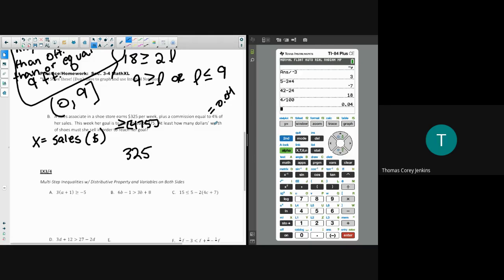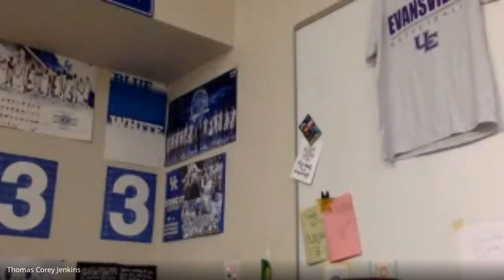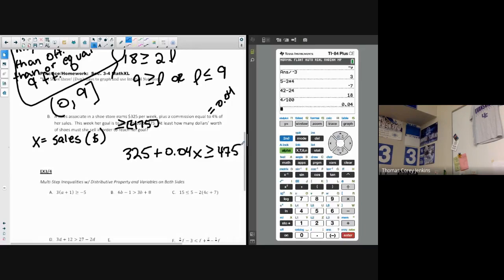So anyways, 325 plus 4% of my sales, which we said is X in the context of this problem, represents the money I make for however much I sell. And we need that to be at least 475, so greater than or equal to 475. All right, I will let you try to solve from there. That'd be good practice for you. See if your answer makes sense, all that good stuff.